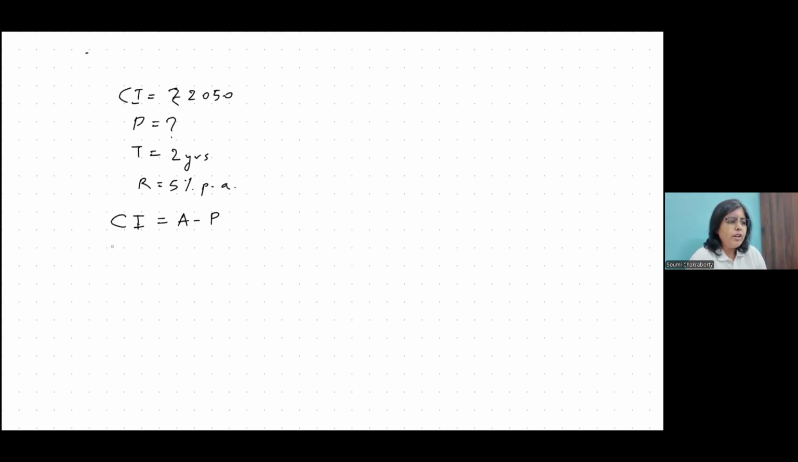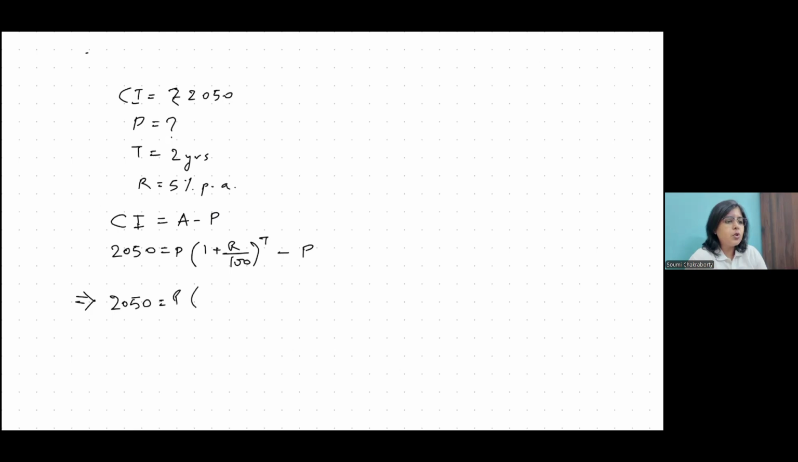Let us write down whatever we know and substitute. Amount we do not know, but we know the formula for amount. We can at least write that. P into 1 plus R by 100 to the power T, minus P, because P is not known. So let's write P only. This has become more like a linear equation. Now 2050, P remains P.